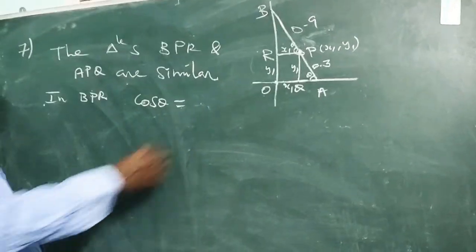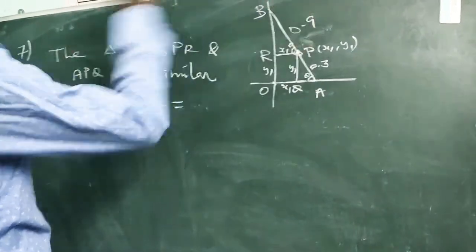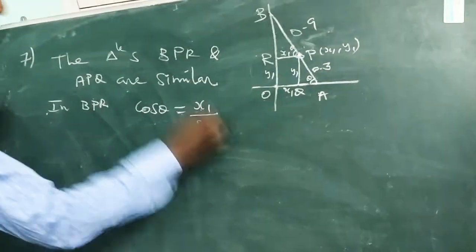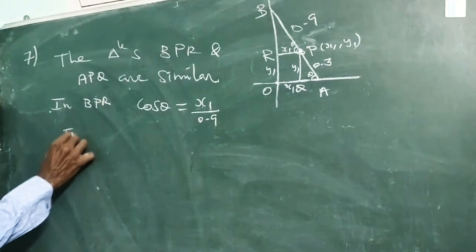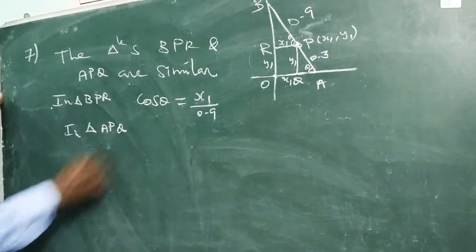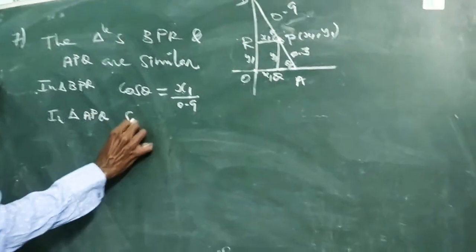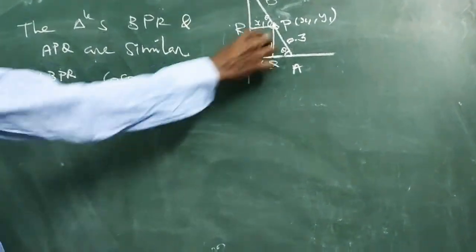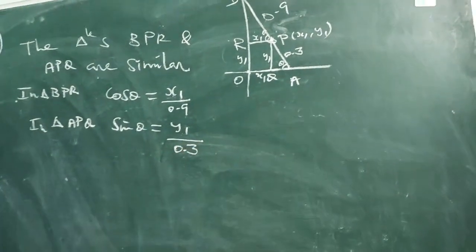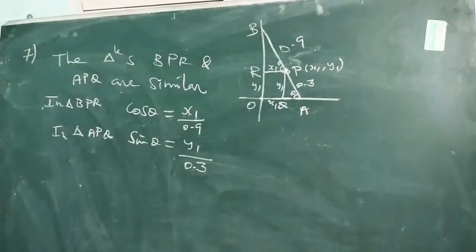So cos theta means adjacent side by hypotenuse. So that is x1 by 0.9. Similarly in triangle APQ, find out sin theta. Sin theta is opposite side by hypotenuse, y1 by 0.3. Okay, so both are similar triangles.